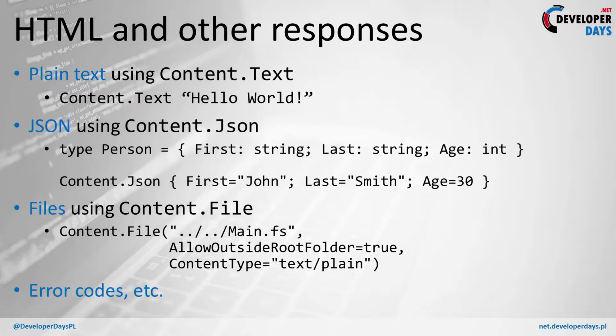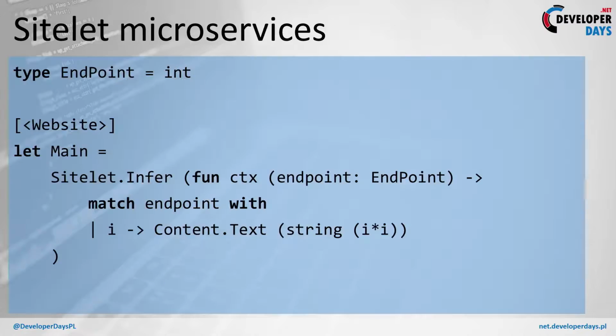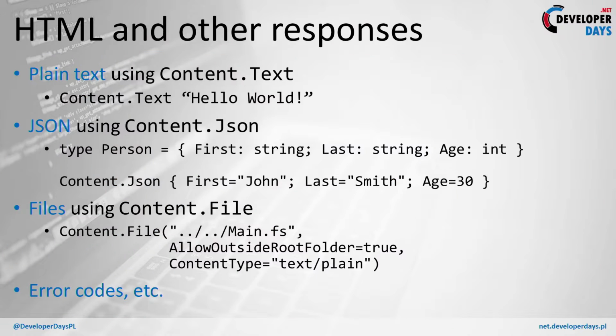So if you look at, for example, the second one, the JSON, we have, let's say, in our type system, a person, and here's an instance of it with John Smith being 30 years old. All I have to do is basically say content.json, and this actually constructs a JSON representation of any .NET or F# value in the type system. And this way we can feed it back in our handler. So if you modify the code, instead of returning content.text, I can return content.json of that person. So this way I can return structured results and responses.